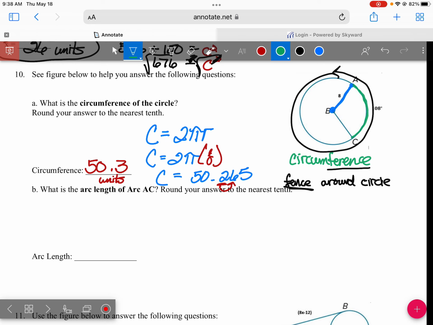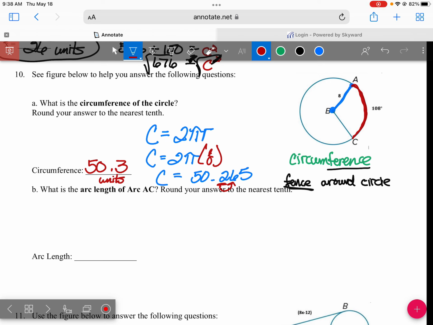Now, they don't want the measure of it. They want to know what is its length. The measure of it is 108 right here. The measure is 108, but they want to know how long is it. If I were to take a tape measure, how long would it be?